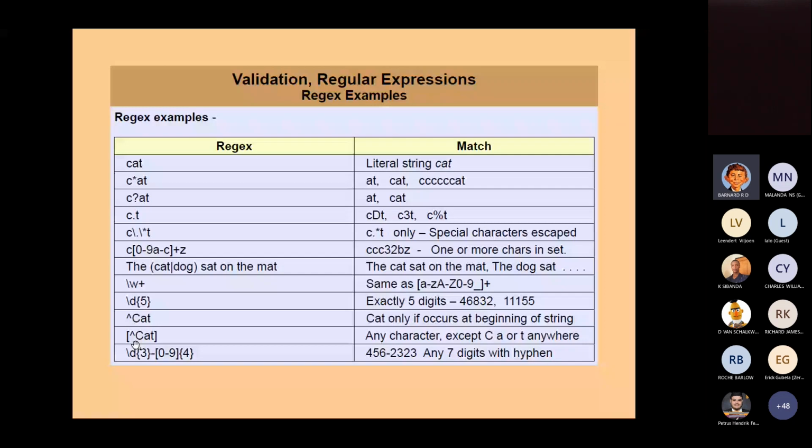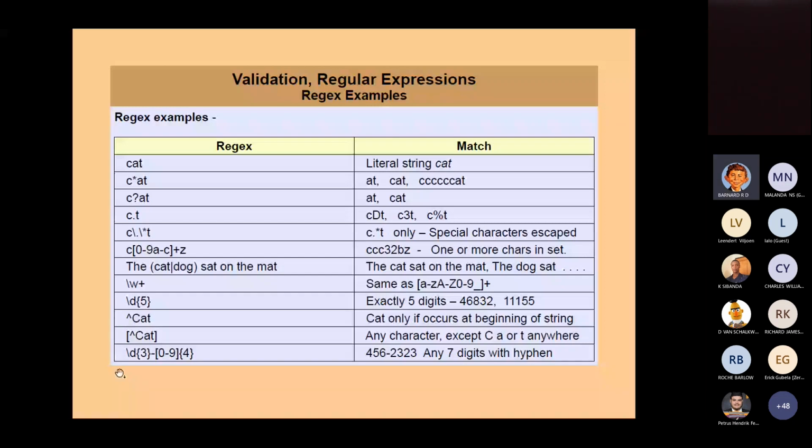However, if we change it now and use the caret within square brackets, what we're now saying is we can match anything except a capital C or a lowercase a or a lowercase t, anywhere within your regular expression. So please make sure you understand the distinction between the 2 different usages of the caret. They can be quite confusing, and the way you use them is very, very different.